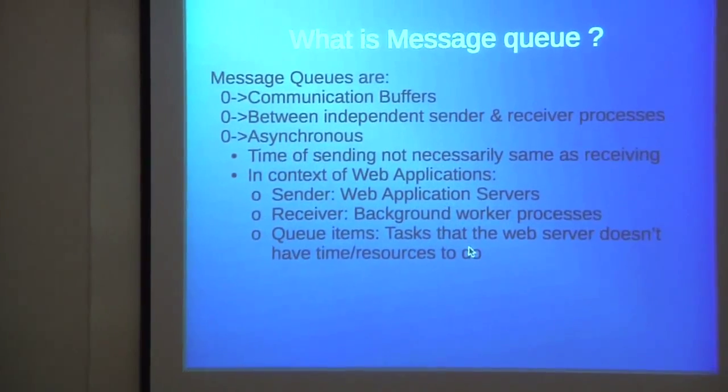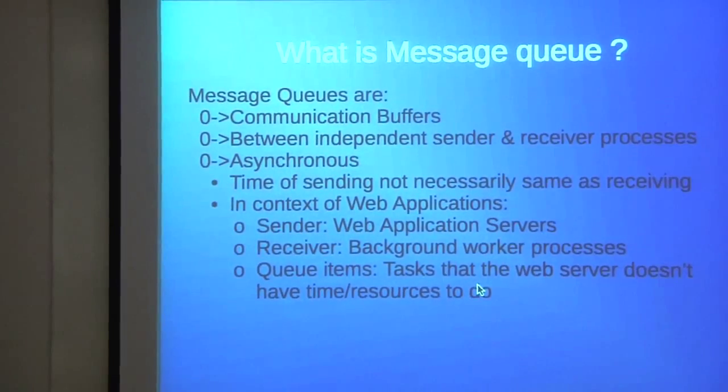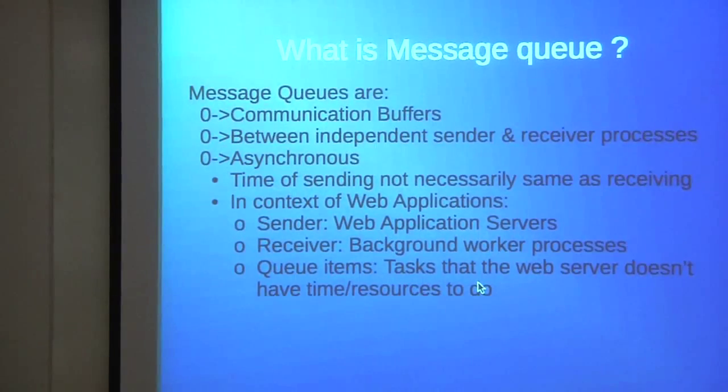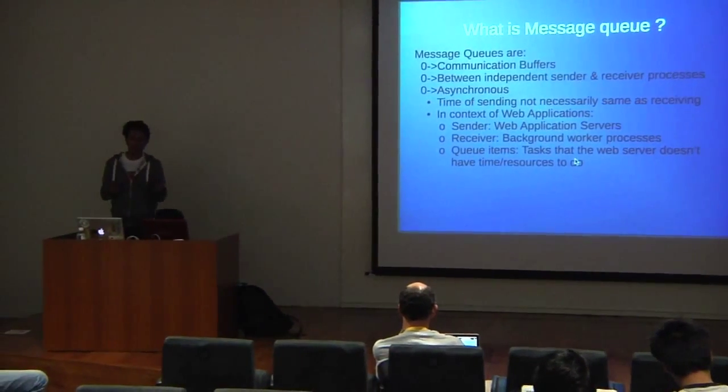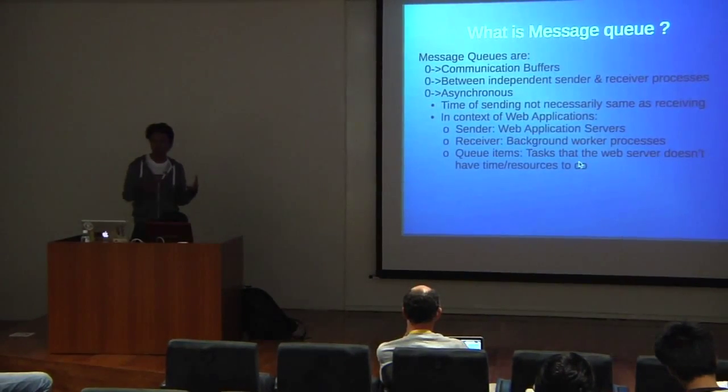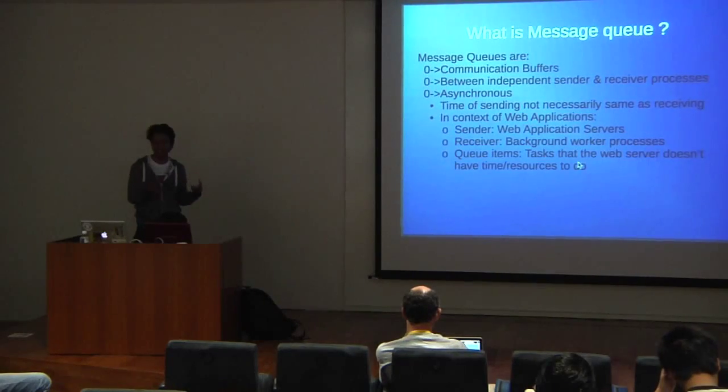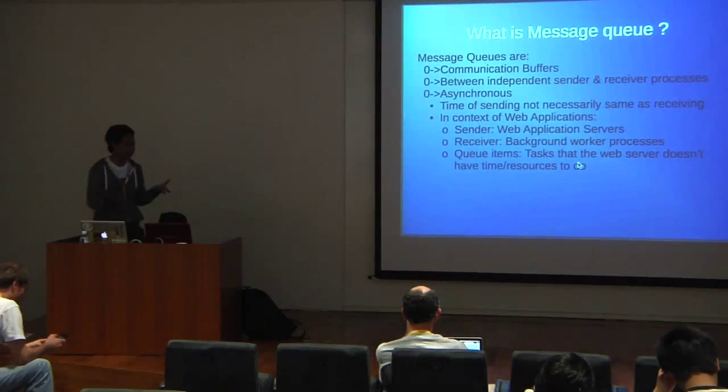So what is message queuing? Message queuing is a communication buffer between independent sender and receiver processes. So here we will have a sender and a receiver, and the communication will be asynchronous. You know that. And the time of sending is not necessarily the same as receiving. If we look at it in the context of a web application, they have a sender, a receiver, and a queue. I will show you that.